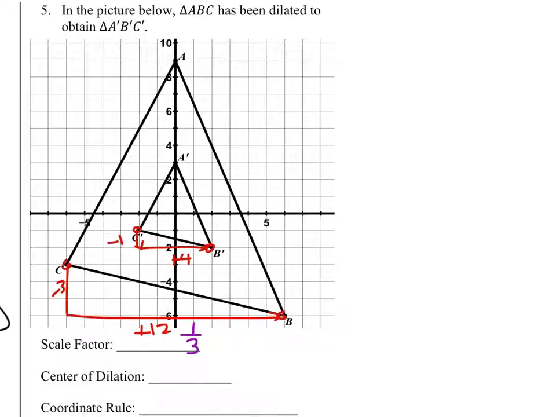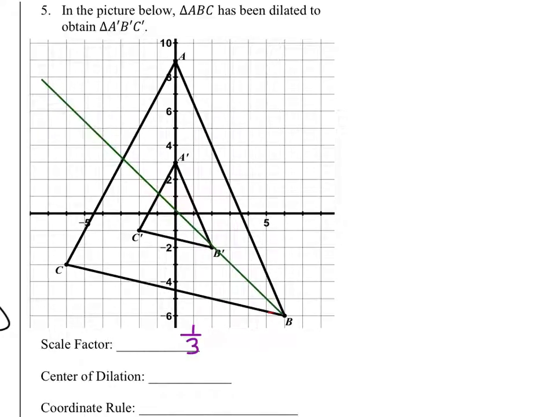So next up, we need to find the center of dilation. I'm going to do the same thing we did on that last one. I'm going to connect B to B prime, and I'll extend the line, A to A prime, and then C to C prime. And we can see, if I had drawn this a little bit better, that it does go through the origin right here, 0, 0.